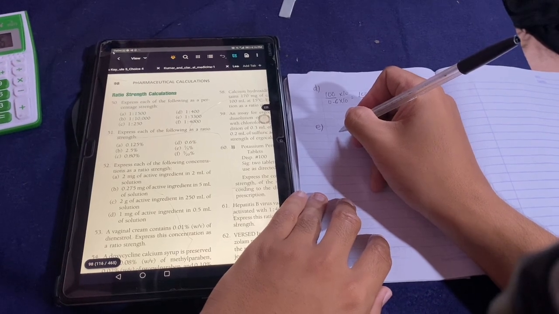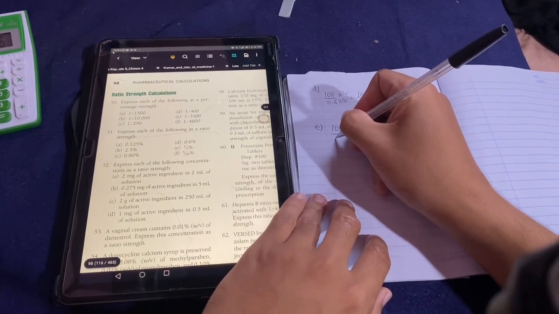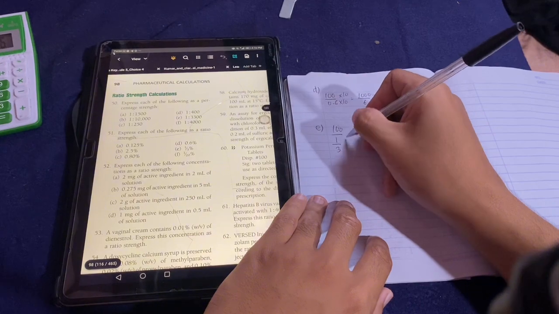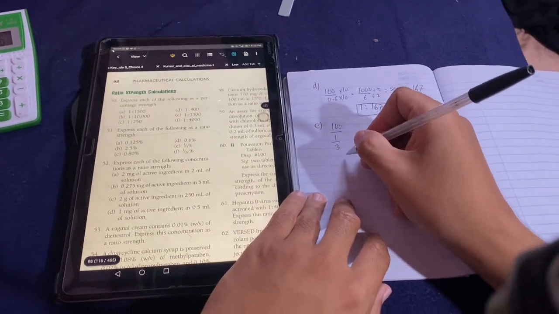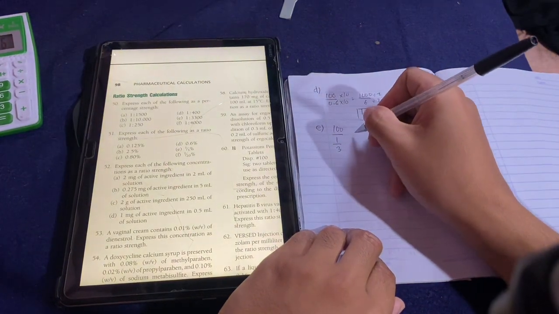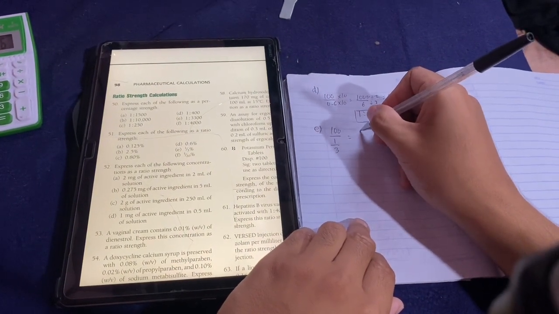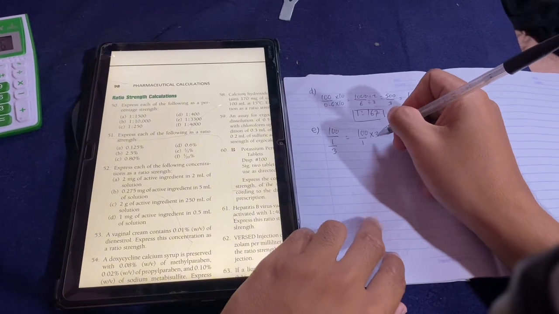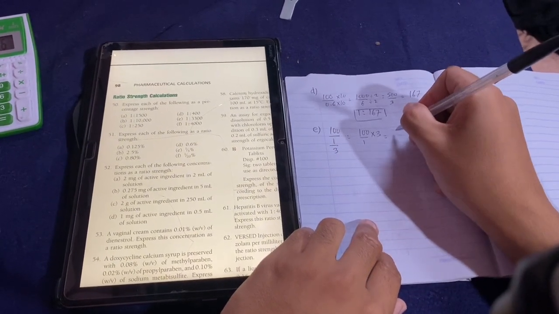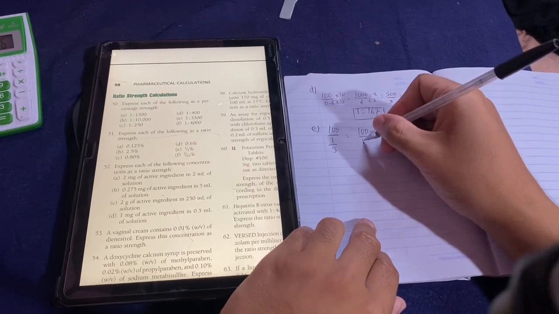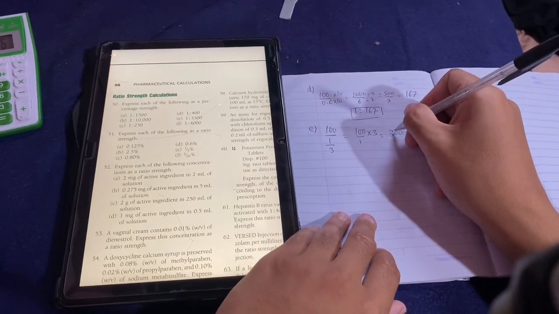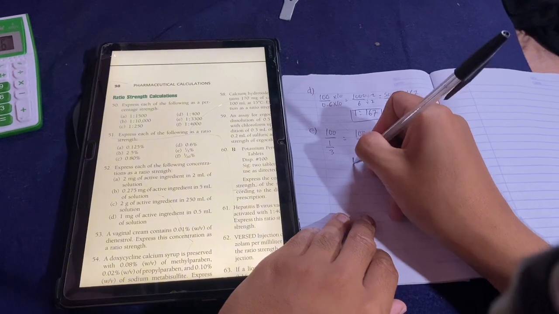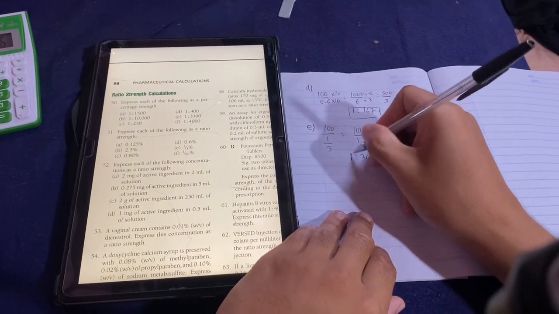Sabi nga, 1 over 3. So ang gagawin natin dito is 100 over 1 over 3. So madali lang yan. Ang gawin natin, i-transfer natin itong 3 sa taas. So i-times natin siya sa 100. So ang mangyayari, pag i-transfer natin siya, 100 over 1 will be times 3. So ang result will be 300. Ang 1, hindi na isusulat ang 1. So 300. Then yung proportion natin is, ratio is 1 to 300. Very simple. Madali lang ito.